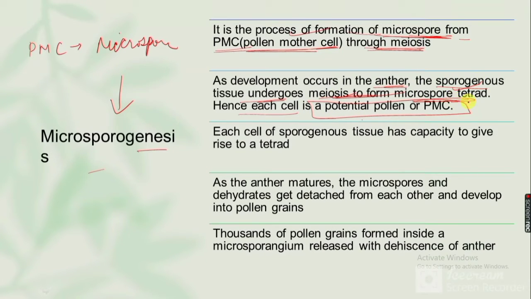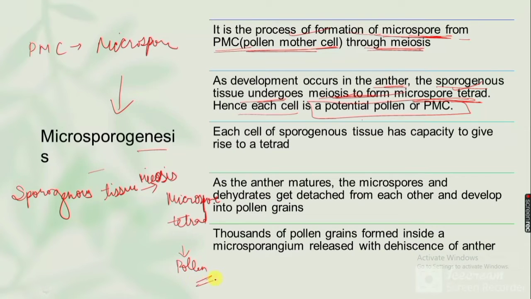Sporogenous tissue undergoes meiosis and forms microspore tetrads, and from these, mature pollen grains develop. Each cell of the sporogenous tissue has the capacity to give rise to a tetrad. As the anther matures and dehydrates, the microspores get detached from each other and develop into pollen grains.